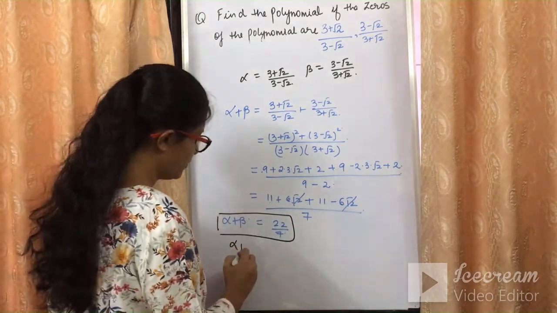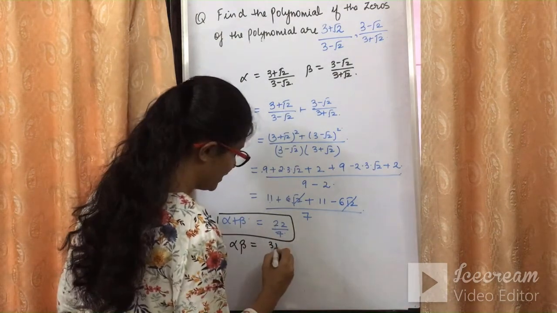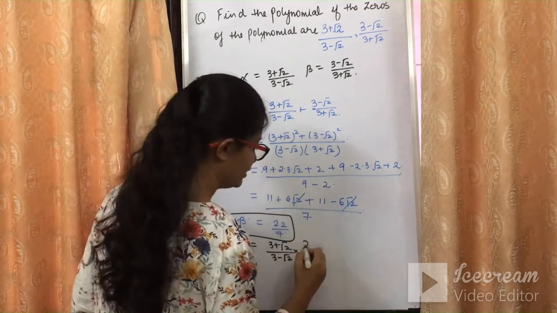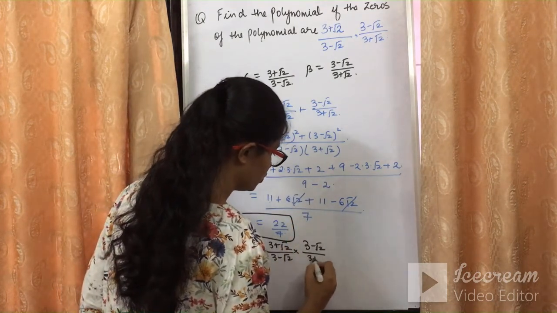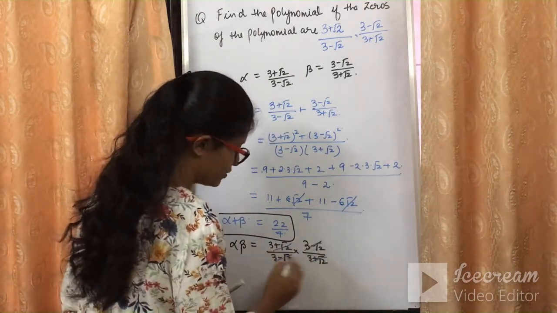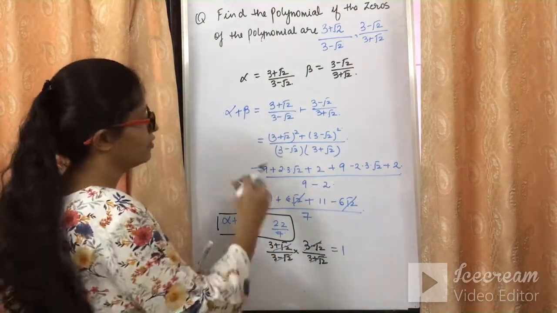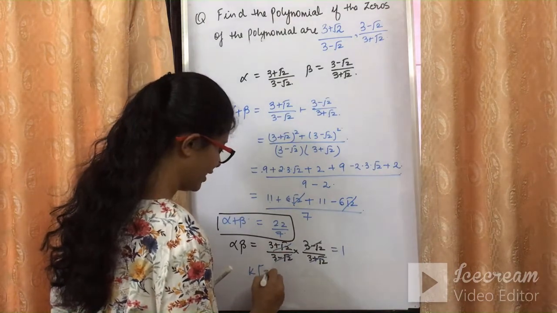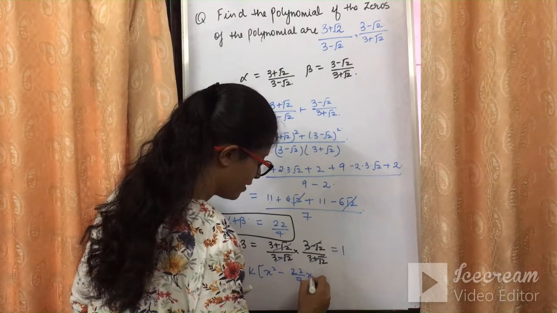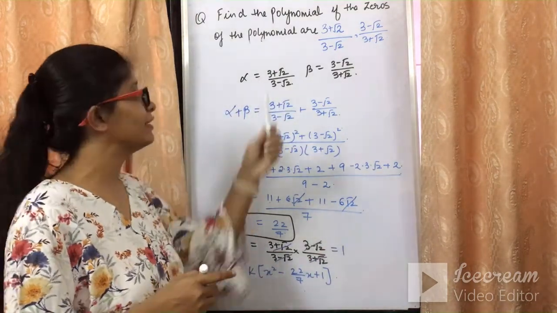Similarly, can we take out the product of the zeros? What will be the product of the zeros? We have alpha as (3 plus root 2) upon (3 minus root 2) into (3 minus root 2) upon (3 plus root 2). Can we see these two terms get cancelled out, this from this, this from this? The product comes out to be 1. Product मिल गया, sum मिल गया, क्या करना है, केवल इक्वेशन में डालना है: x square minus sum, which is 22 upon 7, x plus 1. So this is nothing but the polynomial for the given zeros.